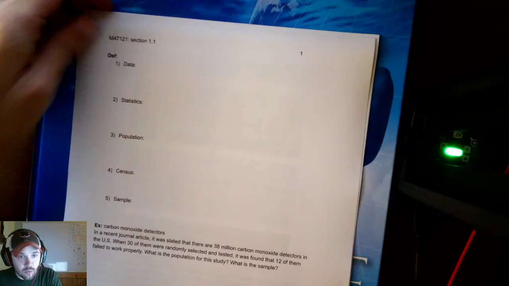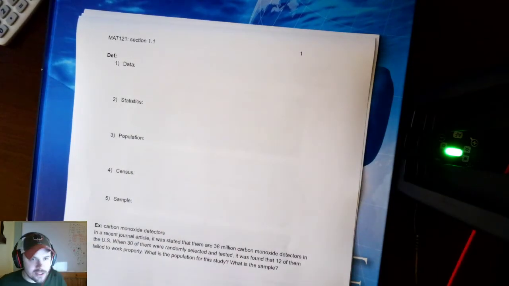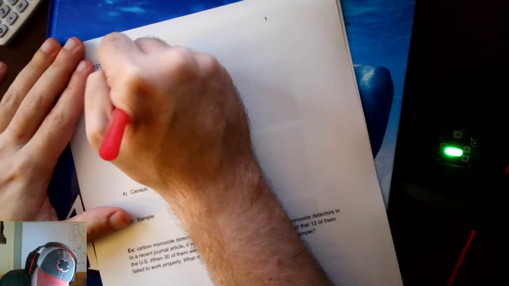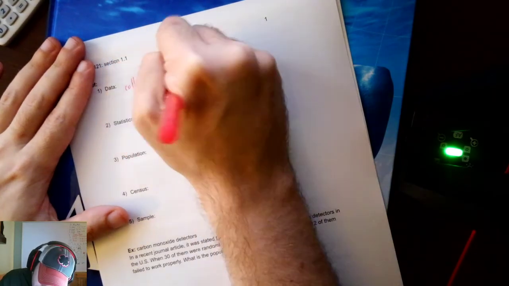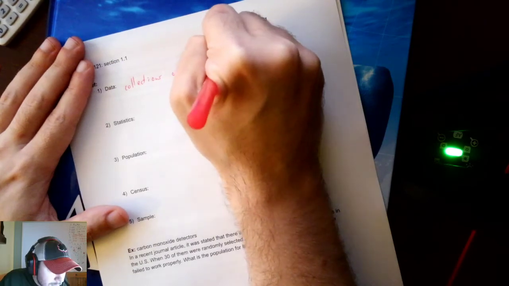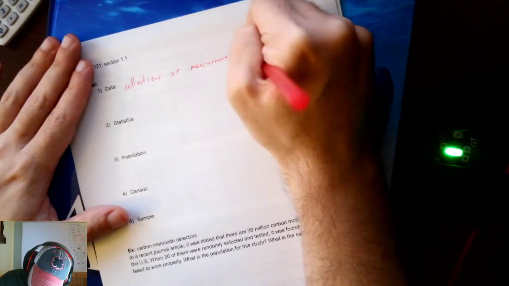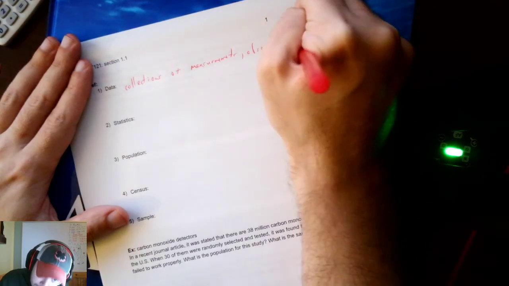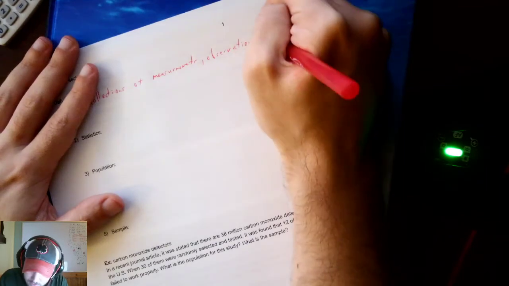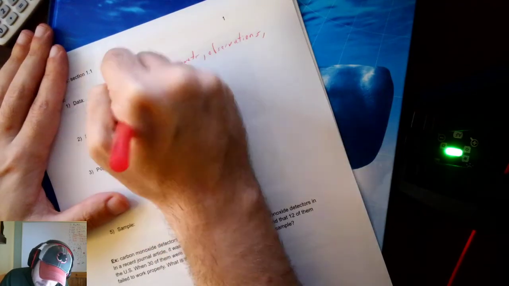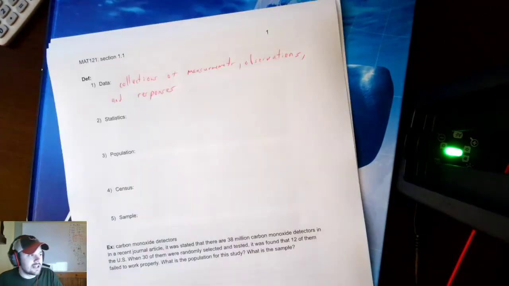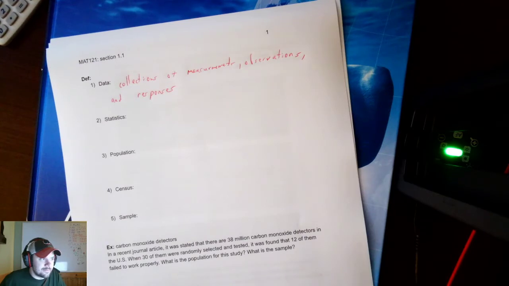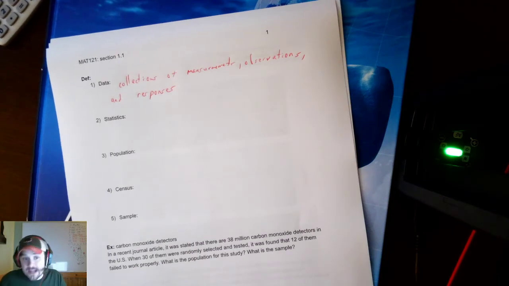Today we're going to talk about MAT 121, section 1.1, and we'll start off with some definitions. So first, what is data? Well, that's collections of measurements, observations, and responses. So data is just what we think of data as. It could be measurements, it could be observations, it could be answers to questions. It's just different things we have.